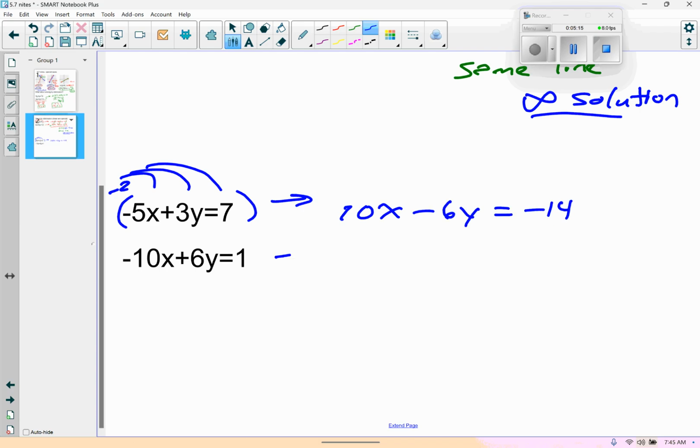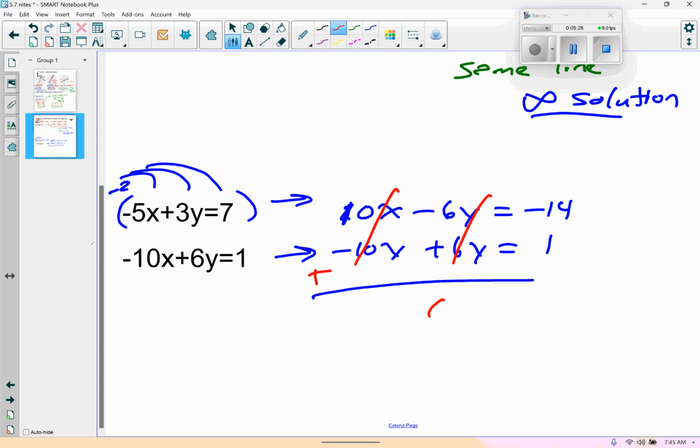And then on this bottom one, -10x plus 6y equals 1. If I add these together, look what's happened. These all cancel out, so I get 0 is equal to -14 plus 1, which is -13. This is totally false. These would have been parallel lines if we had graphed them. So this is no solution. Those are your special cases.